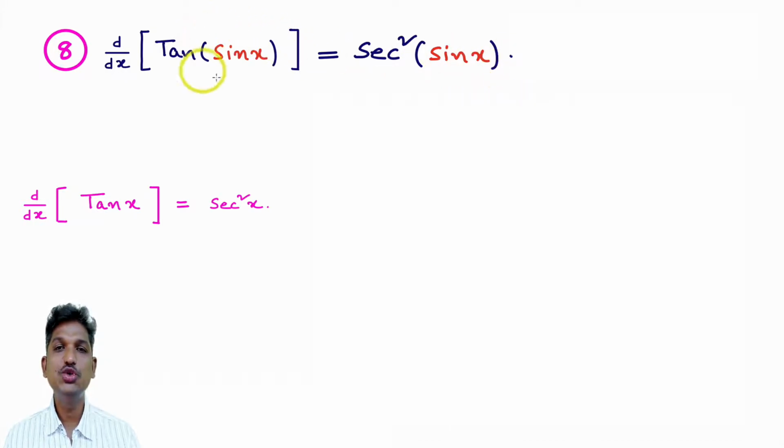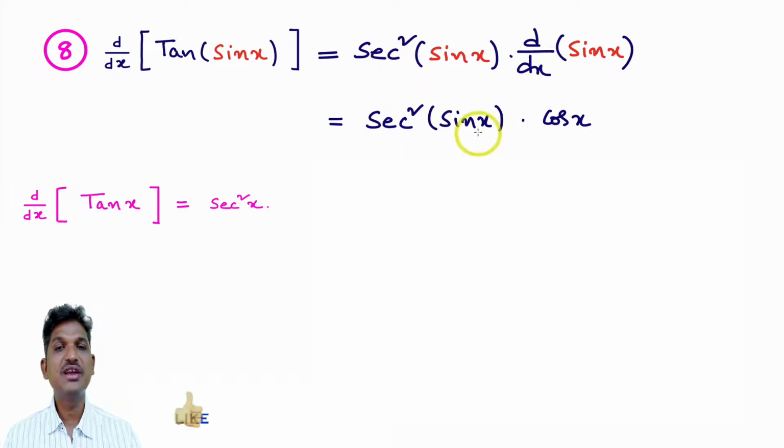Into, whichever one you imagined as x, you need to differentiate it, into d by dx of sin x. If I simplify this further, what will I get? Secant square sin x into the derivative of sin x, which is cos x. That's it. It is very simple. Now we'll move to the next question.